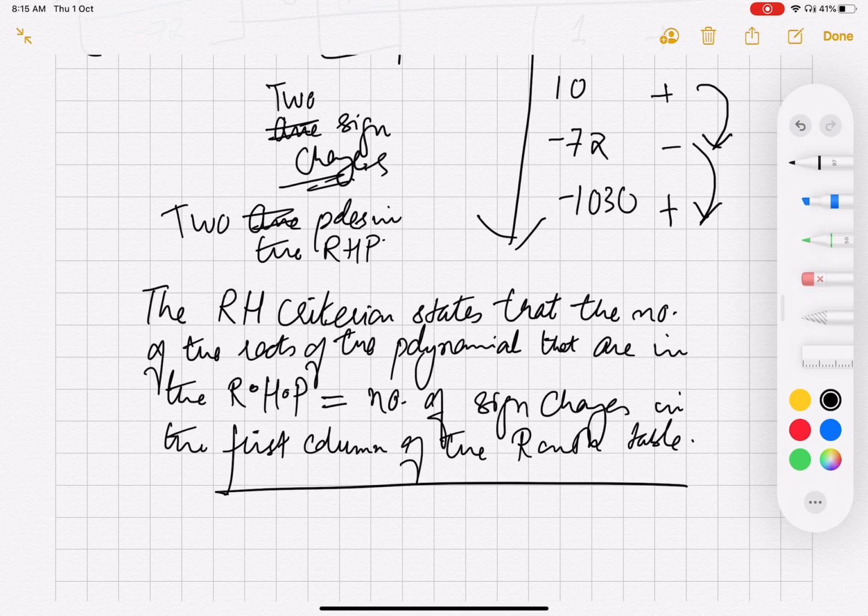As simple as that. So find out the characteristic polynomial from the closed loop transfer function, subject it to the Routh-Hurwitz test, make the Routh table, look at the number of sign changes in the first column, and that is the number of roots of the polynomial or number of poles of the system in the right half plane. If there are no sign changes, that means there are no poles in the right half plane and the system is stable. If there is even one sign change, that means there is at least one pole in the right half plane and the system is unstable.